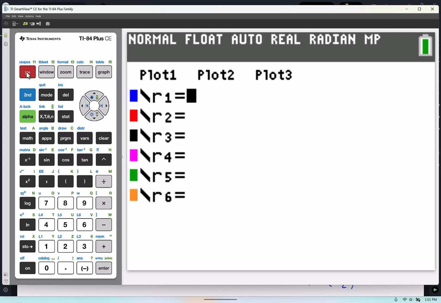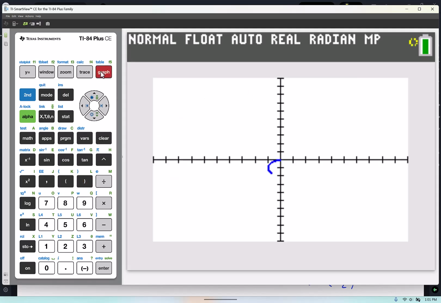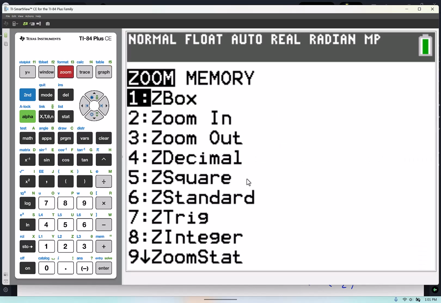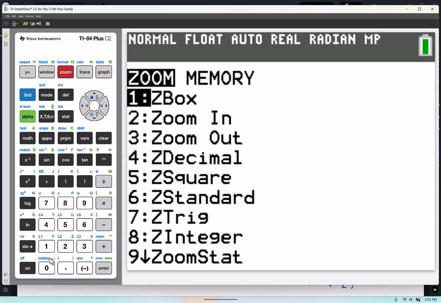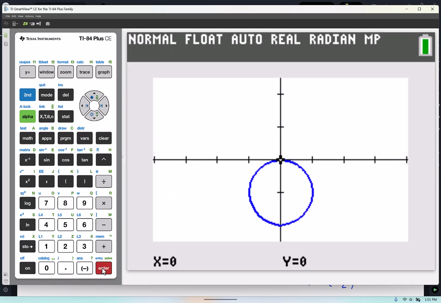And check it out. I'm just going to play with it. I'm going to write negative 2 sine theta. That's the graph we had right now. I'm going to push graph. And look at it. There it is. That looks oval. That's not a circle. Okay, look. Let's make it look like a circle. Zoom number 5, square window. And then I'm going to zoom in. Zoom number 2, in. That's a circle.